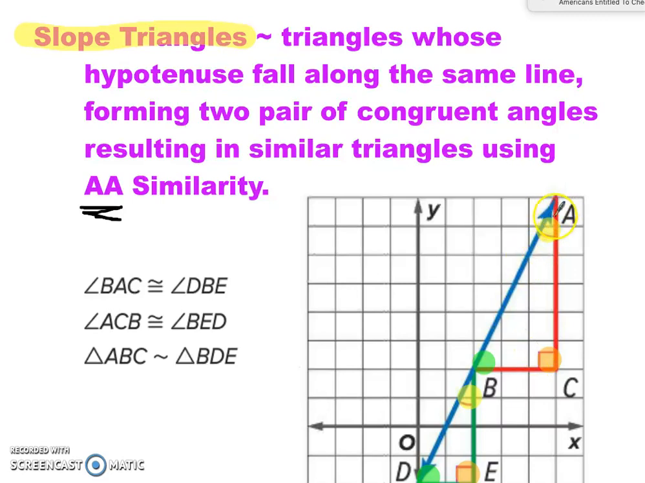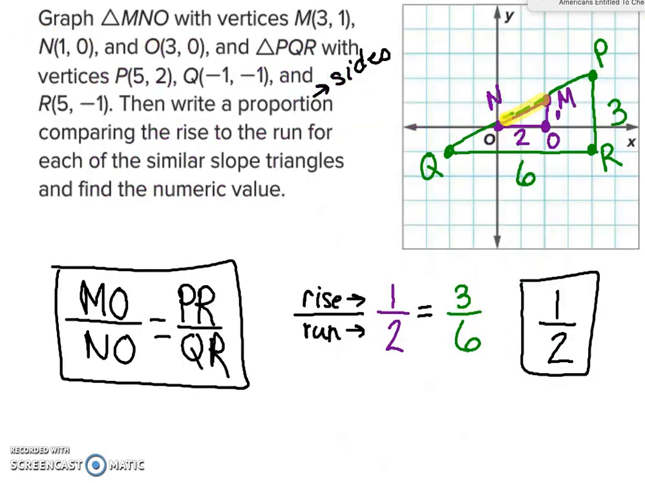So we have this angle, which is going to be the same, and this angle is the same. This angle, and then of course our right angle. We only needed two angles, and that means this triangle is similar to this triangle. So remember, BAC is this one, and DBE is this one. These two are congruent. And then we have the other, ACB, which is this one, and BED, which is this one. If they're congruent, then we have triangles that are similar.